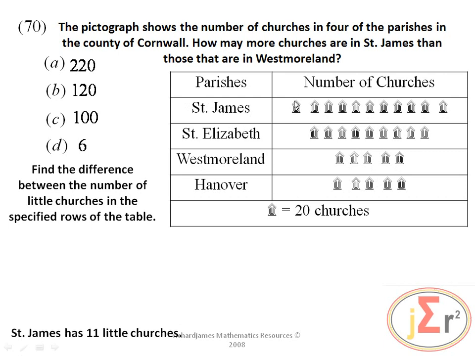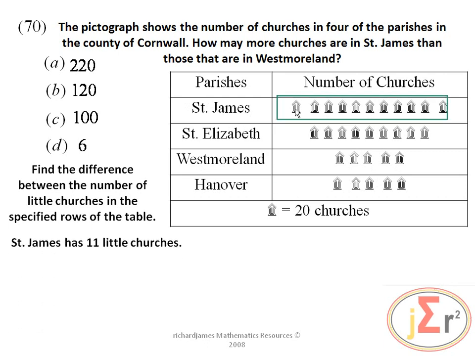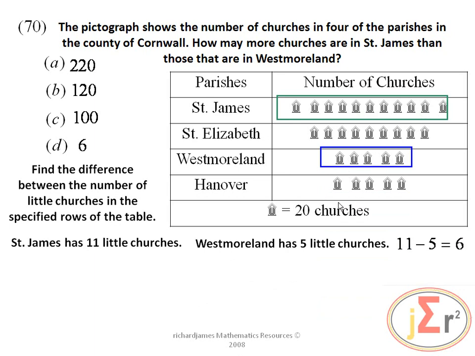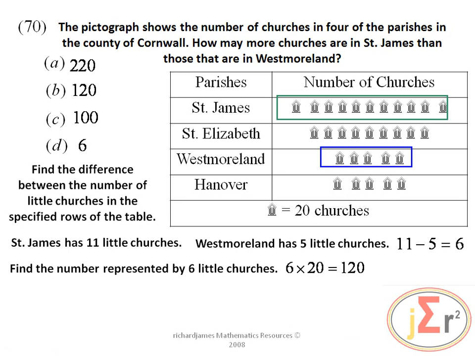So let's see. St. James has 11 little churches. 1, 2, 3, 4, 5, 6, 7, 8, 9, 10, 11. Correct. Westmoreland has 5 little churches. 1, 2, 3, 4, 5. 11 minus 5 is equal to 6. So the difference between those will be what? 6 little churches. But the 6 little churches will represent what? 20 churches each. So find the number represented by 6 little churches. 6 multiplied by 20 is equal to 120. So the answer is option B.